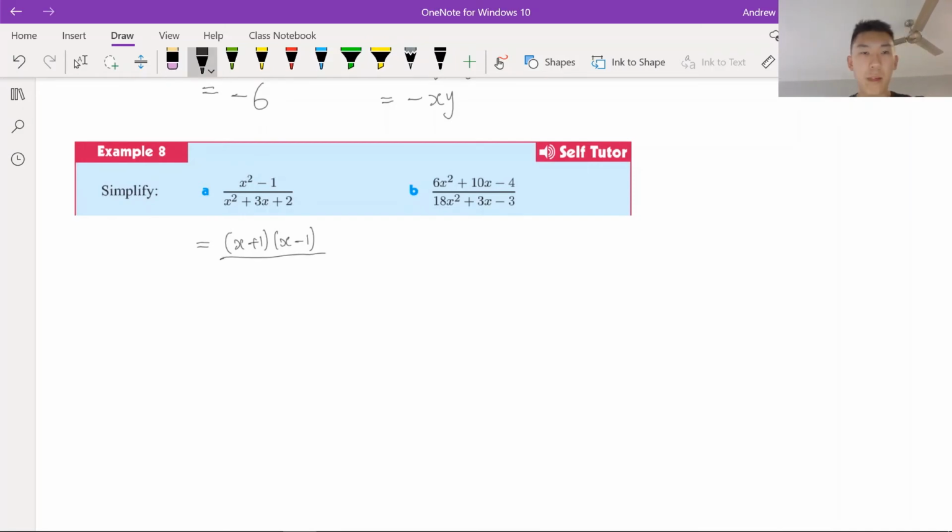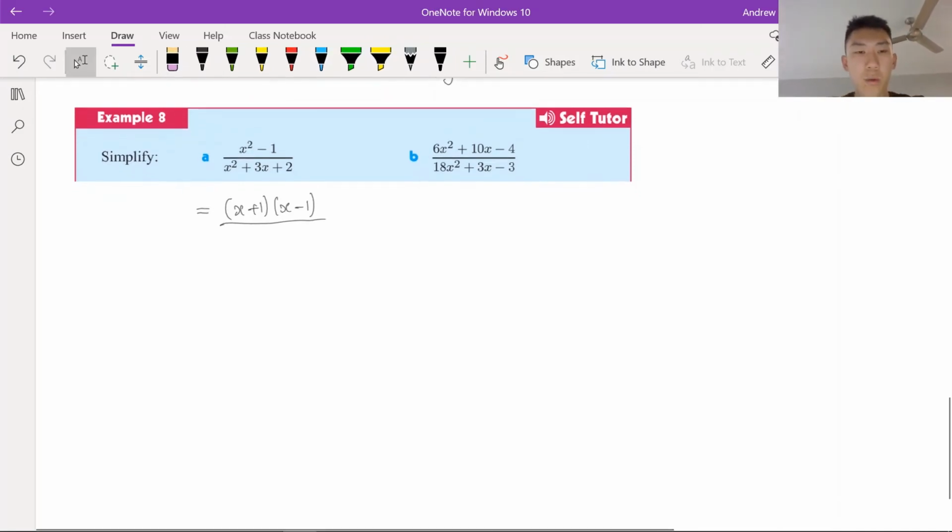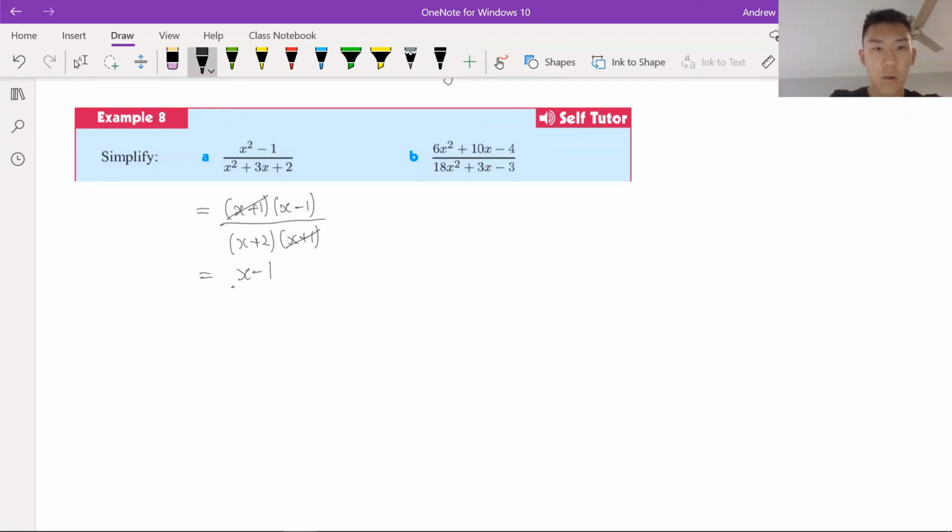Okay, so the numerator here was a difference of two squares, so x squared take 1 becomes (x plus 1)(x minus 1). And then the denominator is a quadratic, so two numbers that multiply to positive 2 and add to positive 3, we get (x plus 2)(x plus 1). And then we see we have a factor that can go, so we're left with (x minus 1) over (x plus 2) as our solution. And then let's do b.